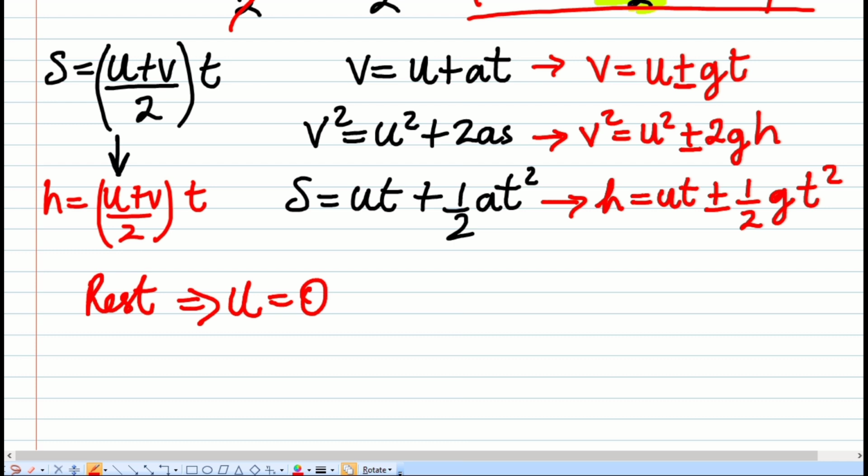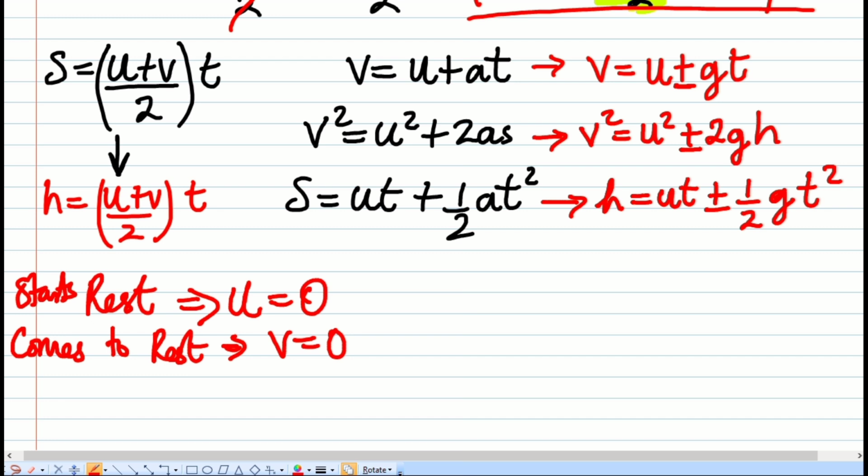When a body comes to rest, note two things. Starts from rest, initial velocity is 0; comes to rest, then final velocity is 0. Comes to rest means the body was moving with a speed, and then it was decreasing in speed until the point it became 0. That means it stopped moving. That means the final velocity has become 0. All right, take note of this.